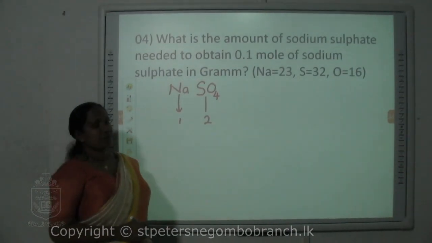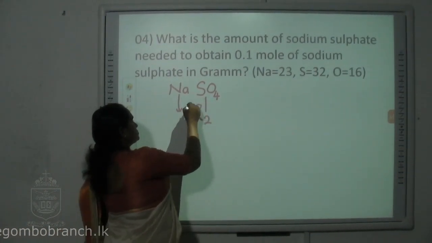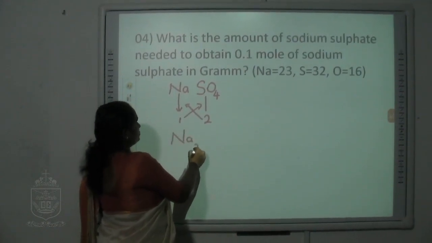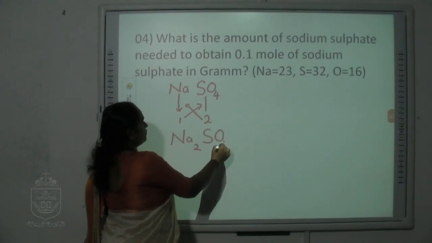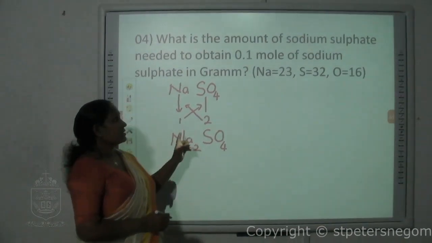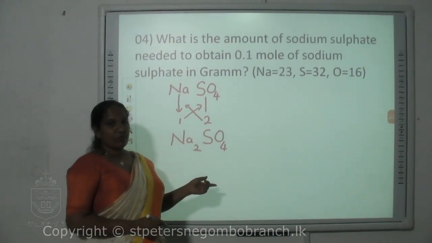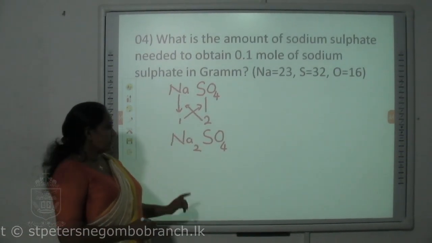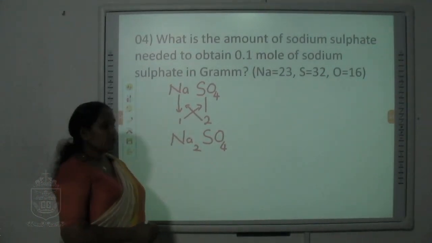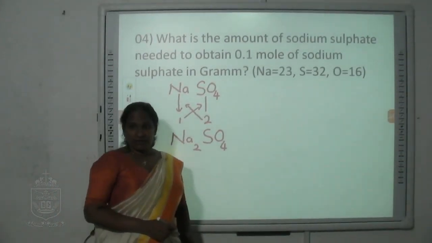Sodium valency 1, sulfate valency 2. Then we have to exchange these two. Sodium 2, SO4. Sodium sulfate. This is the way we write the chemical formula of sodium sulfate. If you don't know how to write the chemical formula, we cannot get the answer. That is needed first of all. Right? Sodium sulfate, Na2SO4. Now we have to find out the relative molecular mass.